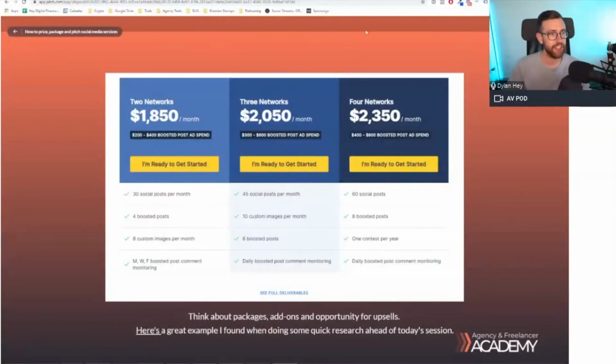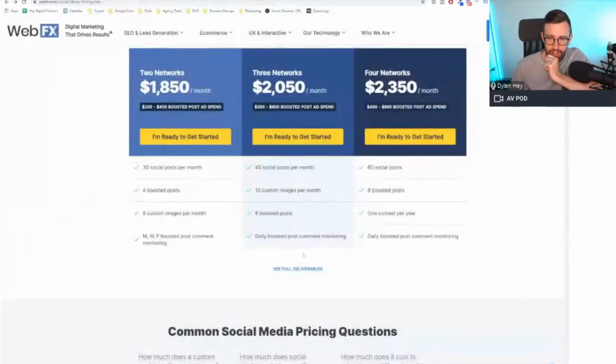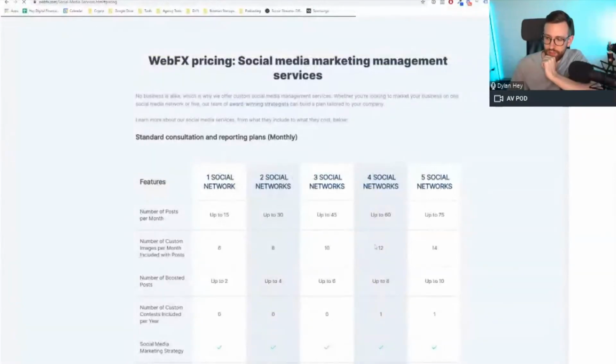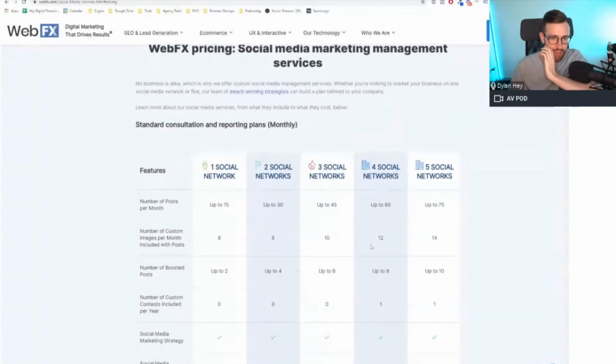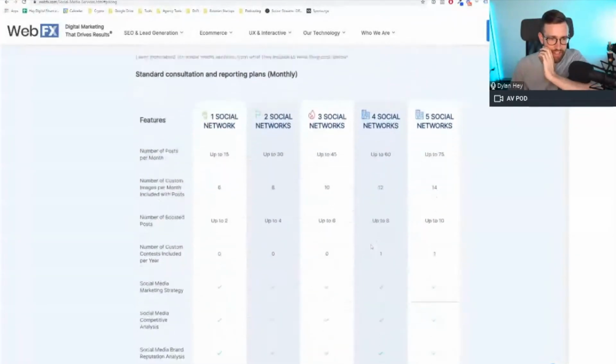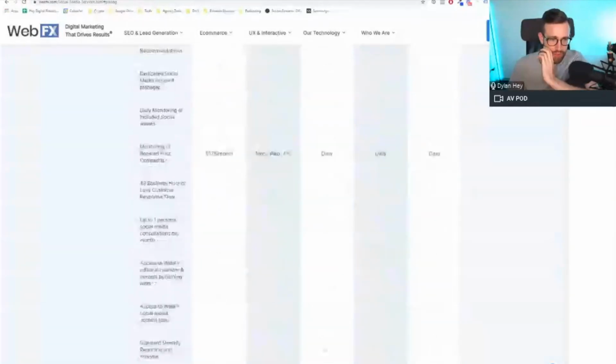And so you'll see that these are like 3 packages, but then when you click on see full deliverables, this agency really knows what they offer, right? Inside and out. So you'll see that they have everything of like, hey, this is what's included, this is what's not included.